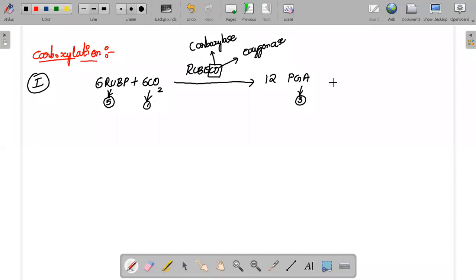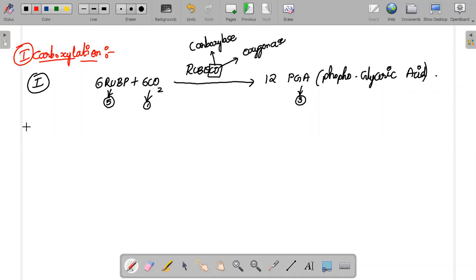I will repeat again. Just listen carefully. 6 RuBP molecules and 6 carbon dioxide molecules react together to produce 12 molecules of phosphoglyceric acid. In bracket I'm writing phosphoglyceric acid. So this is your first step, which is called carboxylation.